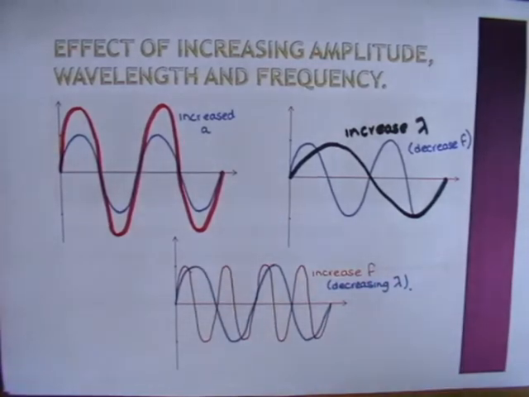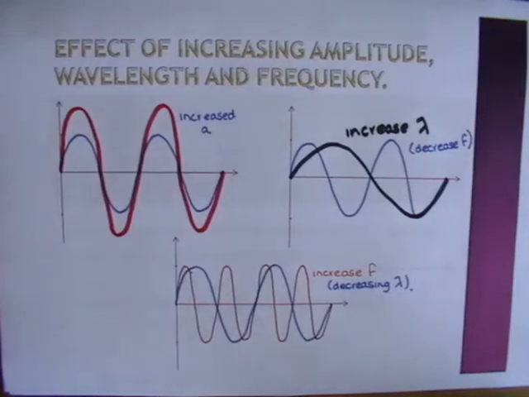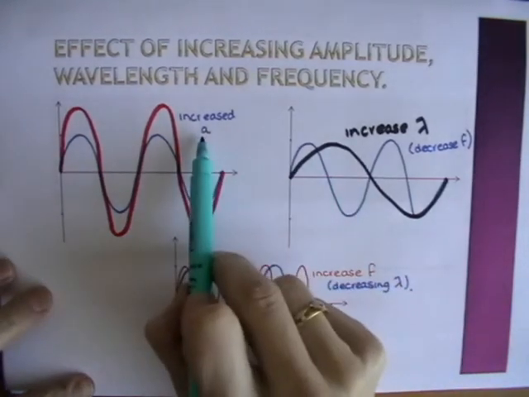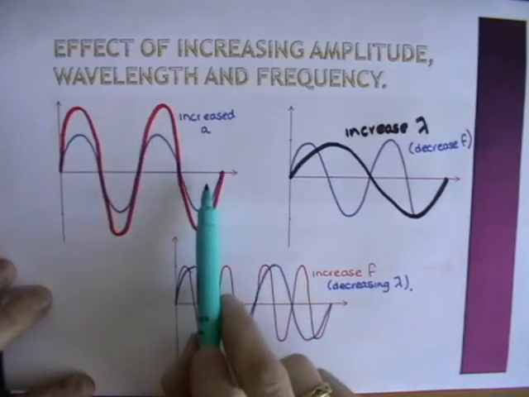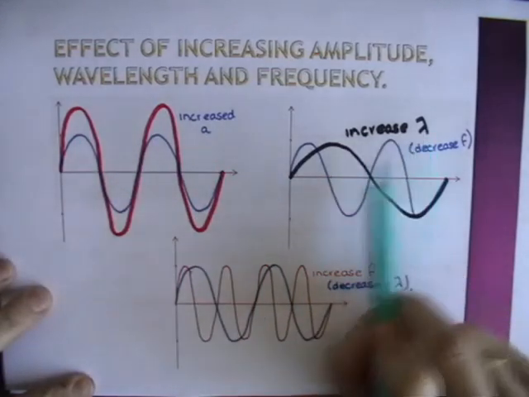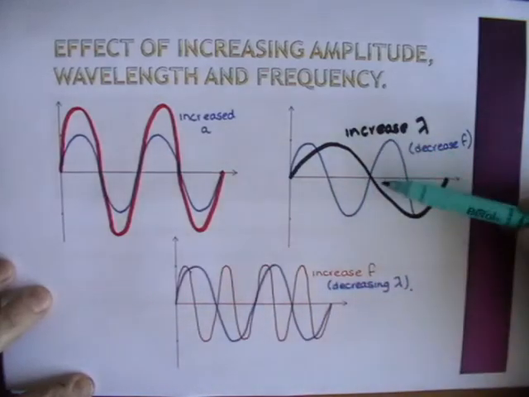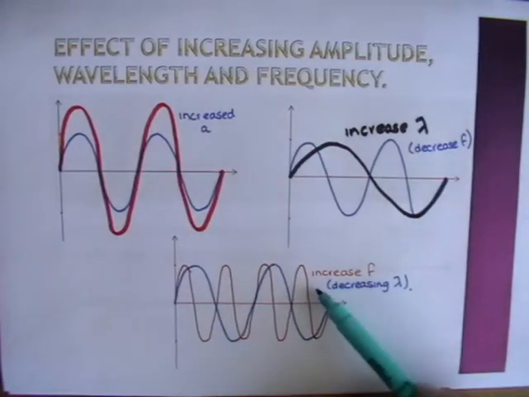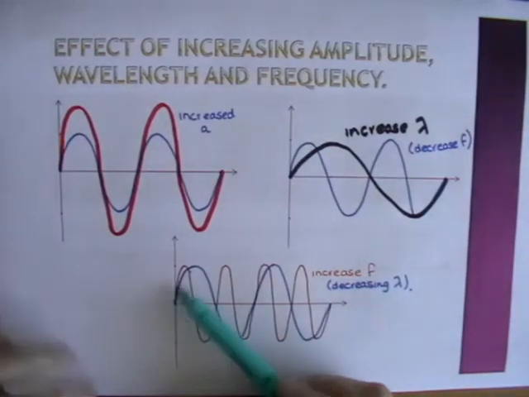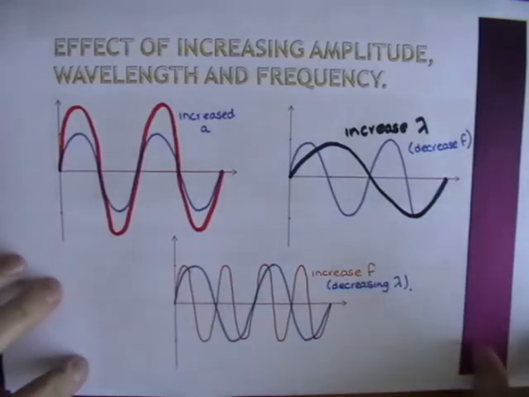But the important thing is, if you're asking a question, to show one of those, that you keep everything else about the wave constant. So in this case, we're increasing A, but we haven't changed the frequency. In this case, we're increasing lambda, but we haven't changed the height of the amplitude. And in this case, we're increasing F, and again, we haven't changed the height of the amplitude. So just be very careful about that.